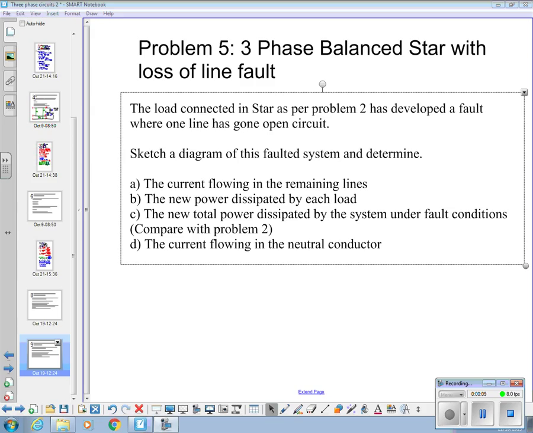Star connected system. So what we're going to look at now is the balanced star and what happens when we get a loss of line fault in that system. Load is connected in star as per problem 2, developed a fault where one line has gone open circuit. Sketch a diagram of this faulted system and determine the current flowing in the remaining lines, the new power dissipated by each load, the new total power dissipated by the system under fault conditions, comparing with problem 2, and the current flowing in a neutral conductor.